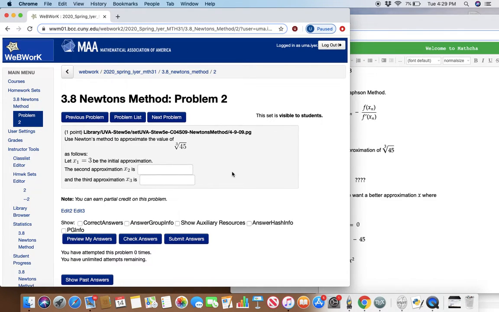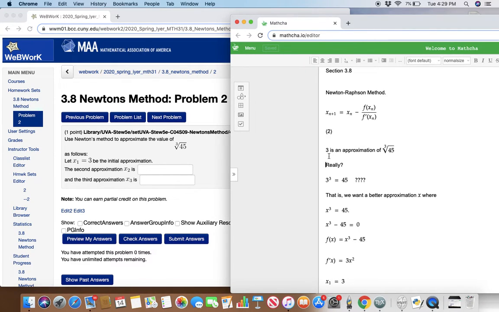Problem 2, again Newton's method. They want you to find the approximate value of cube root of 45. They are saying let x1 equals 3 be the initial approximation. Then find x2 and x3. Okay, what does this mean?